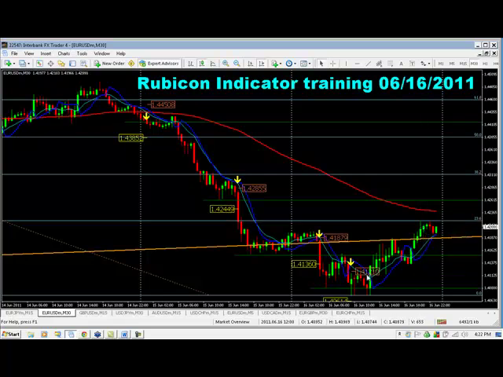Now there is one other component to our trading system, and that is this dark blue line, which is called a GAN line, and many of you who are traders out there will know where a GAN line is.